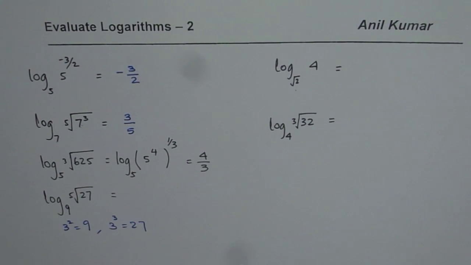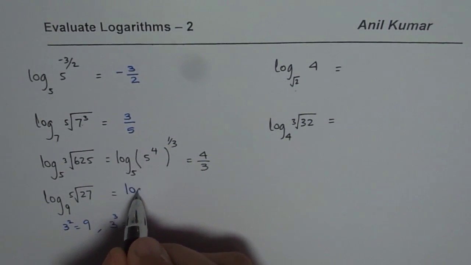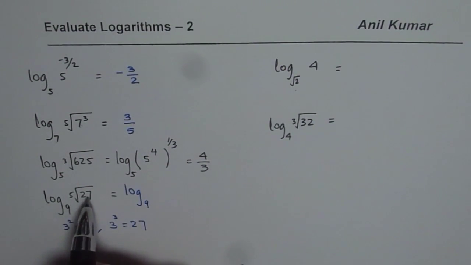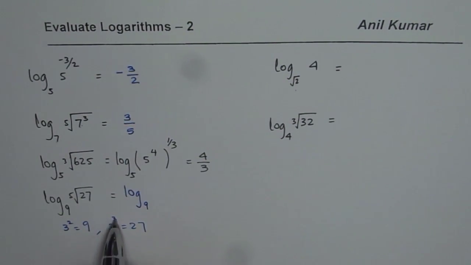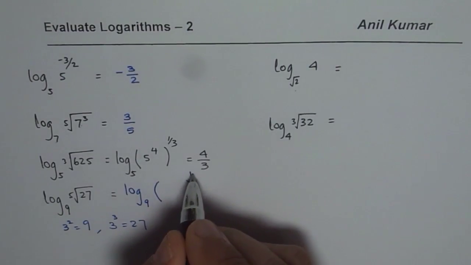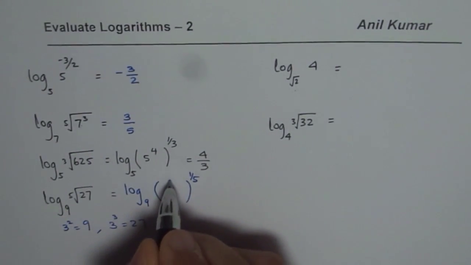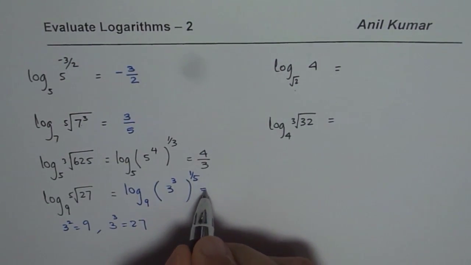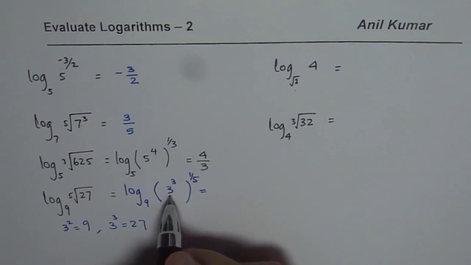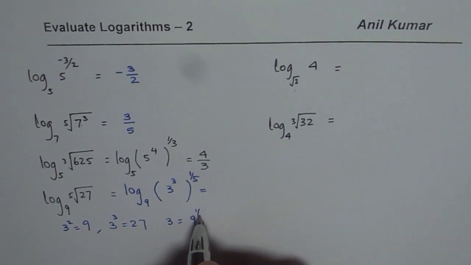I hope you got the idea. You can pause the video and answer. Let me do it for you. What we get here is log to the base 9, and 27 I am writing as 3 cube first. This is my bracket, fifth power, that means 1 over 5. 27 is 3 to the power of 3. Now 3 is written as square root of 9, correct? I know 3 is equal to 9 to the power of half.